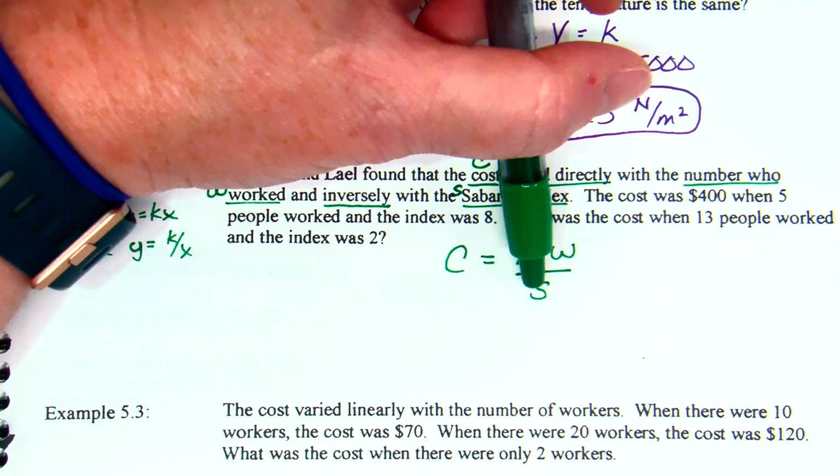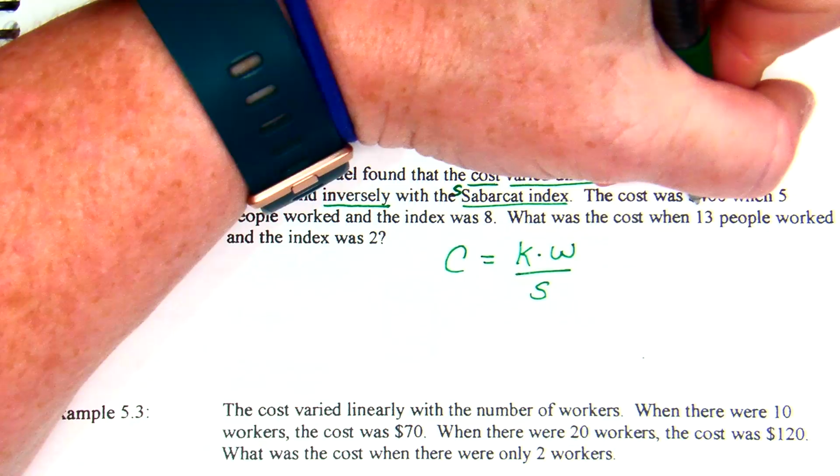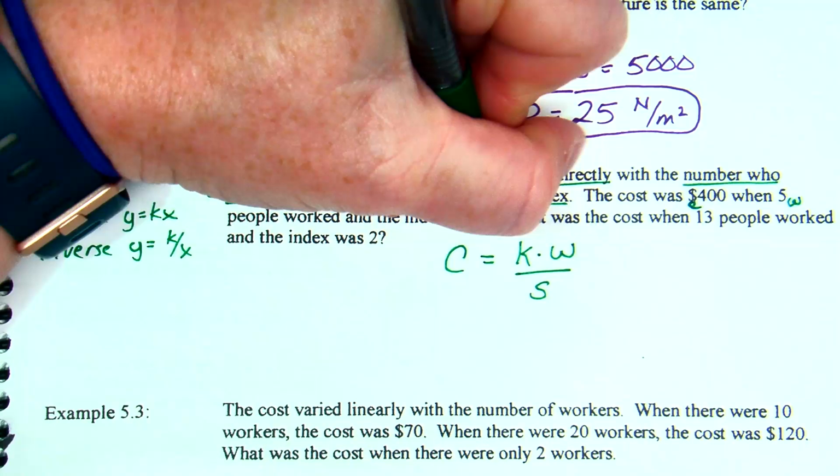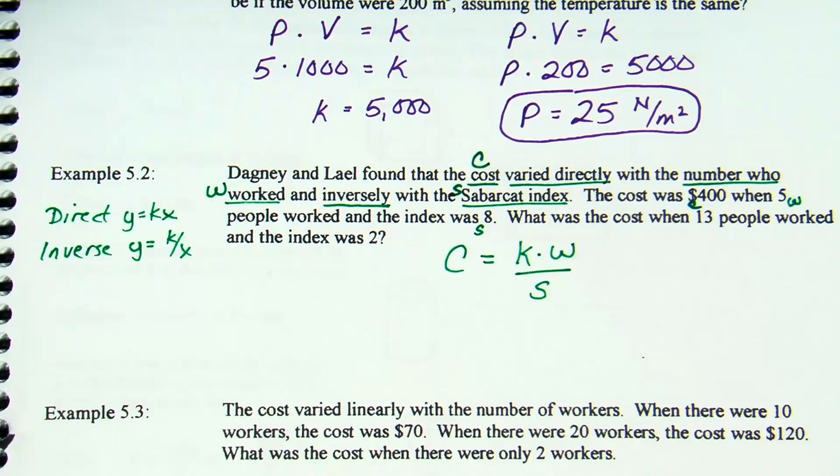Okay. The cost was 400, so that's a C value, when 5 people worked. That's a W value. And the index was 8, which is a Sabercat value. They've given me a C, W, and S that all work together. I can use those to find what? Your constant for the problem.